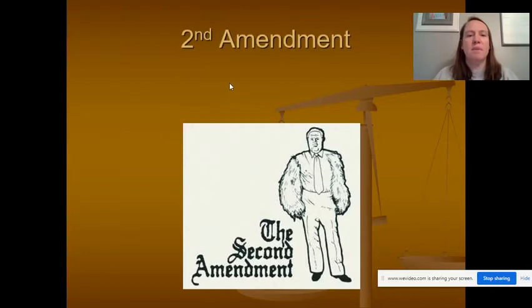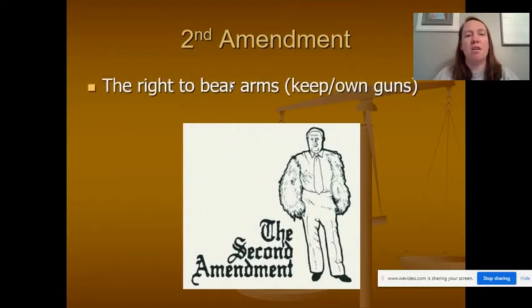All right, the Second Amendment. The Second Amendment means you have the right to bear arms. And what bear arms means, it means own a weapon, own a gun. We have the right to do that. And so this is a pretty controversial one. People talk about it a lot today, who gets to own a weapon or a gun? What type of gun? What type of weapon? And all these type things.